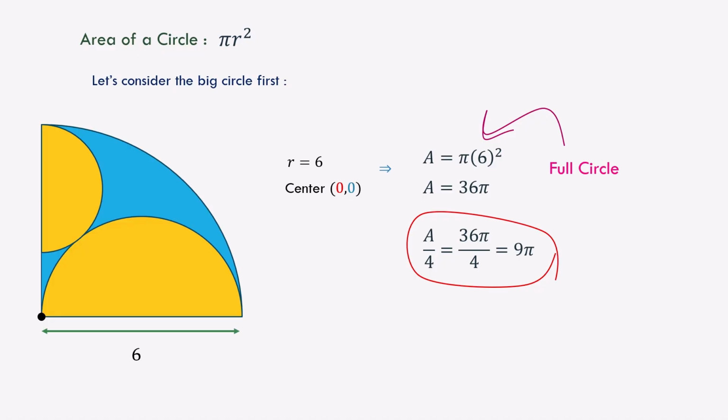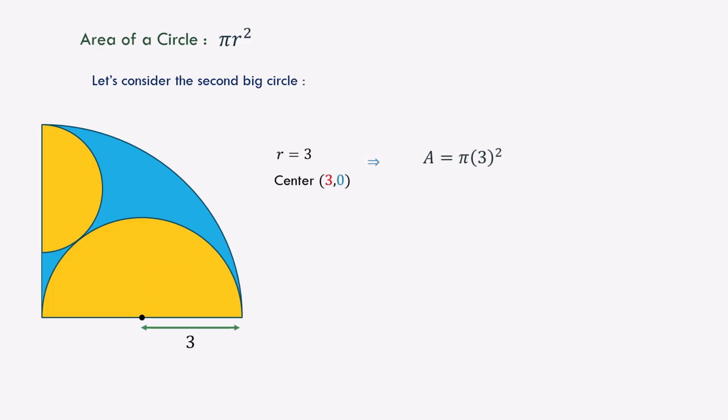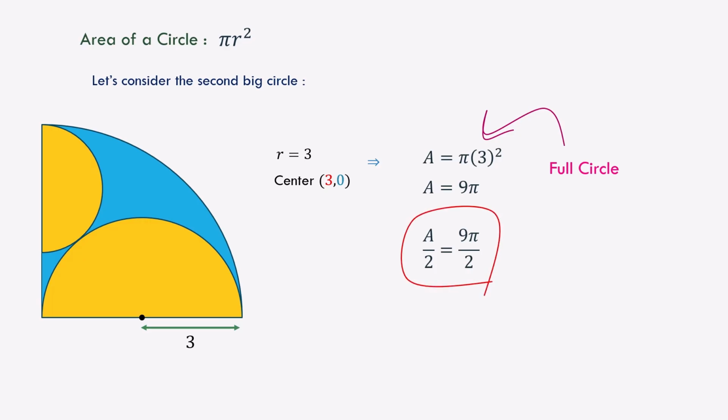So far, so good. Now, let's move to the semicircle lying on the horizontal axis. Its diameter sits exactly along the radius of the big circle. That means its diameter is 6, so its radius is 3. Since the center is at the midpoint of the diameter, and assuming it lies on the coordinate axis, its center is at point 3, 0. Again, we use the area formula. The result we get is for a full circle, but since we only have a semicircle, we divide by 2 at the end. And here, the area becomes 9 pi over 2.